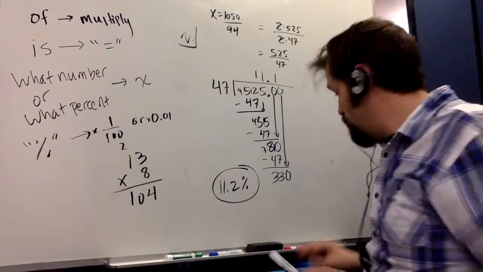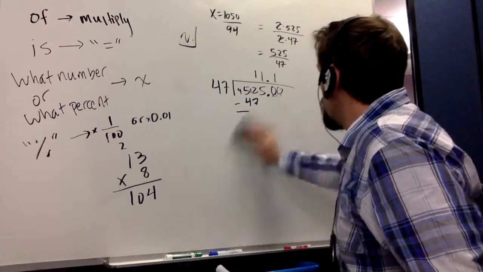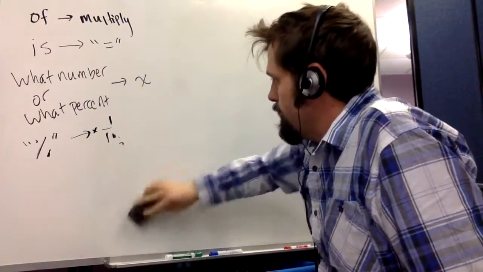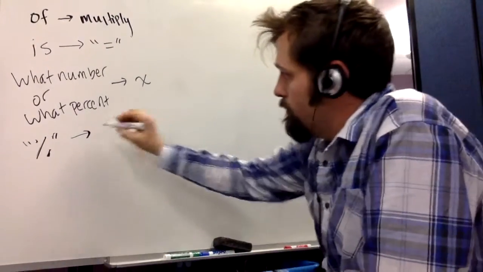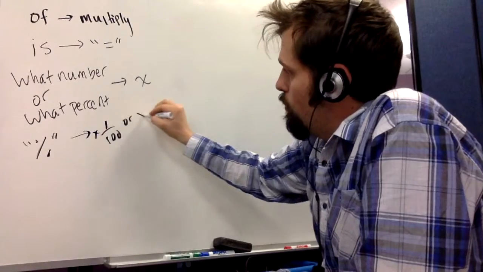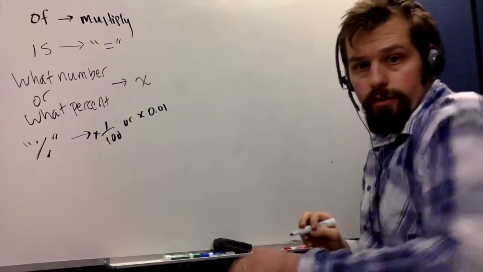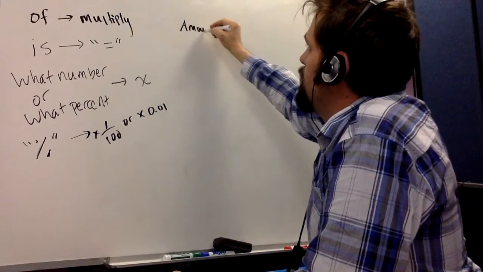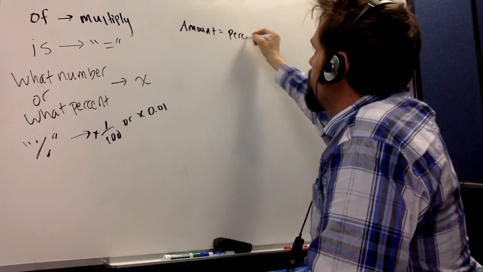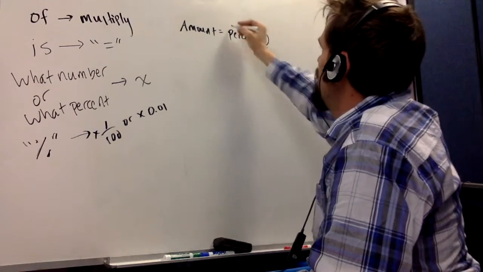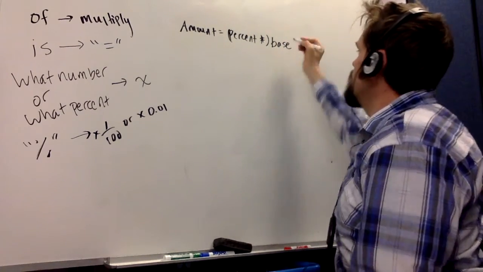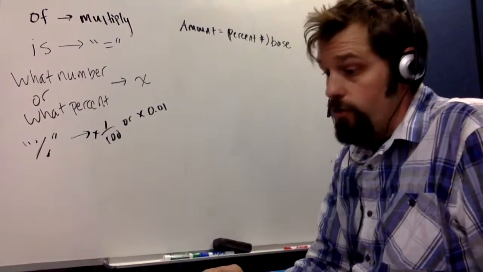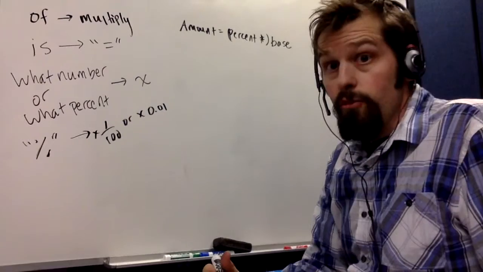Okay. Let's move on to this standard form bit. Oh, I guess I need that still. That's right. Times 1 over 100 or times 0.01. Now, on the notes, I had this formula: amount equals percent number times base. And this can be used to solve any percent problem as long as you identify the amount and the percent number and the base correctly.